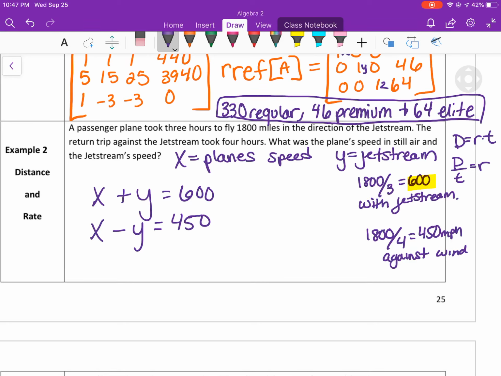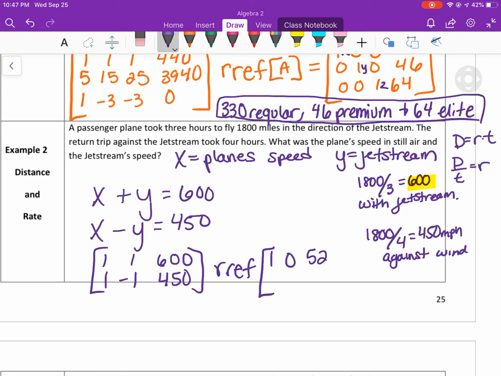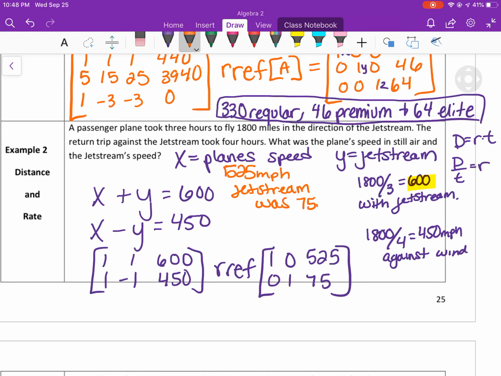Okay, so then we can set up a row reduced echelon form. You can solve with elimination here, or you can set it up as 1, 1, 600, 1, -1, 450. If you run row reduced echelon form of this, you'll get 1, 0, 525, and 0, 1, 75. Which means that the plane speed was 525 miles per hour and the jet stream was 75 miles per hour. And that would be our answer for that. So just a quick review problem in there as well.